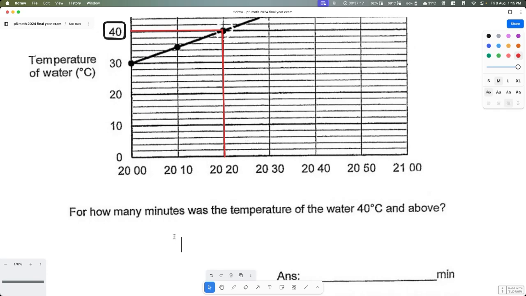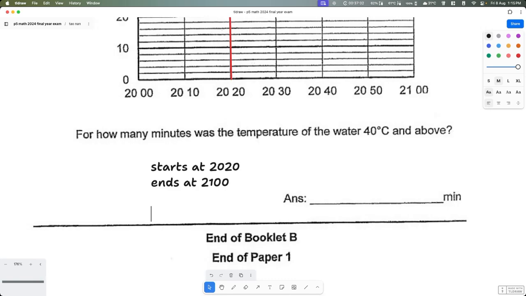So this means 2100. So it starts at 2020, ends at 2100. So that means 2020 to 2100 is equal to 40 minutes. There you go. So that's the answer.